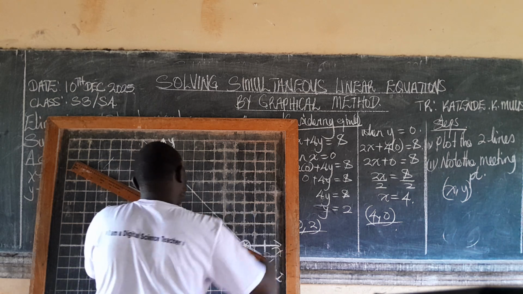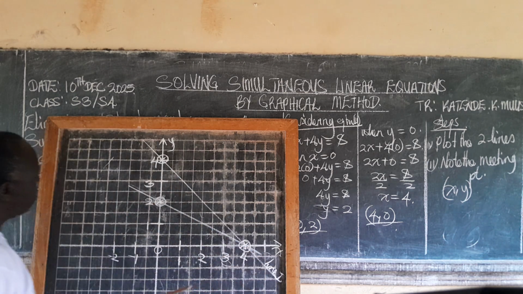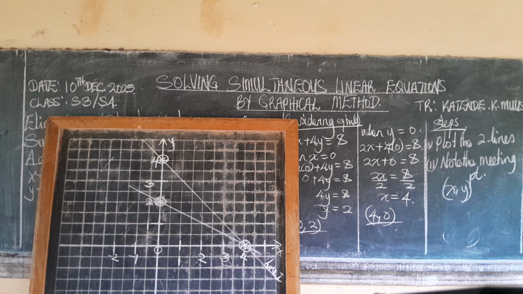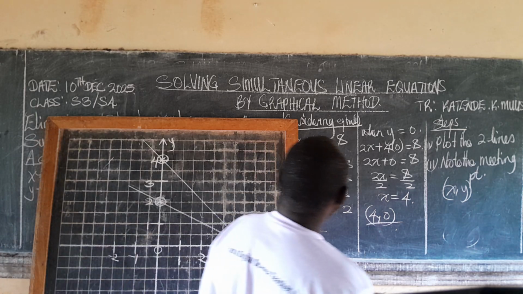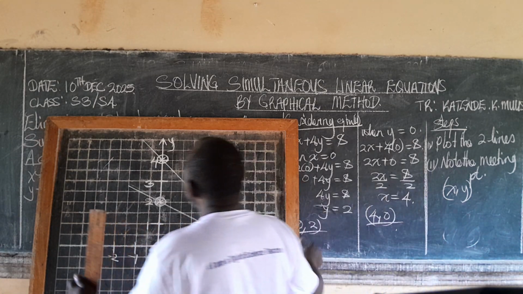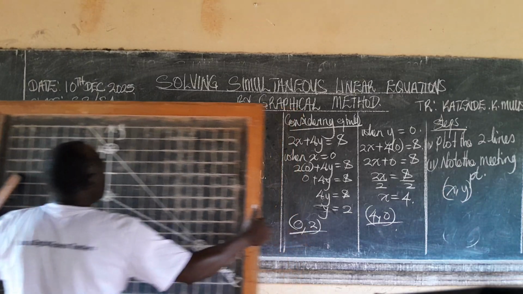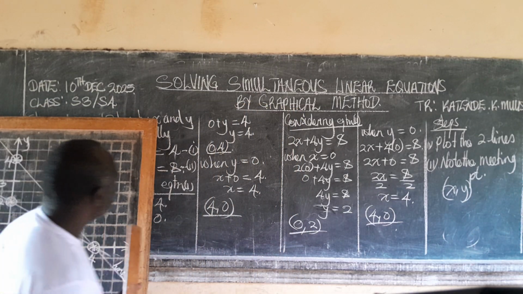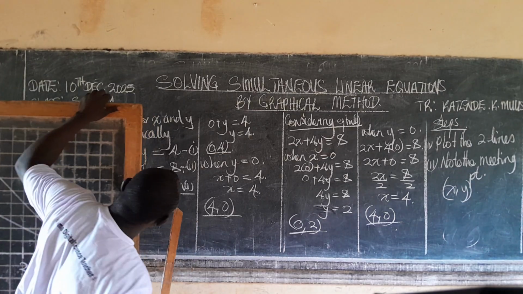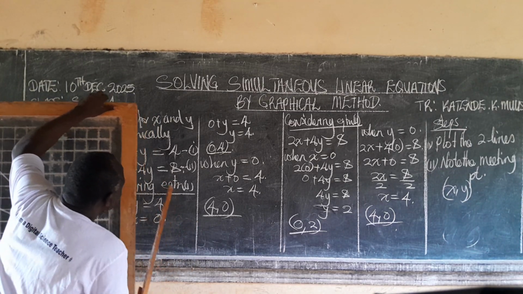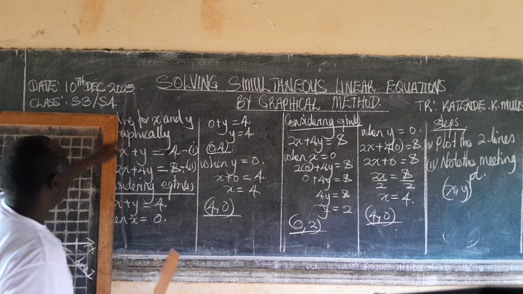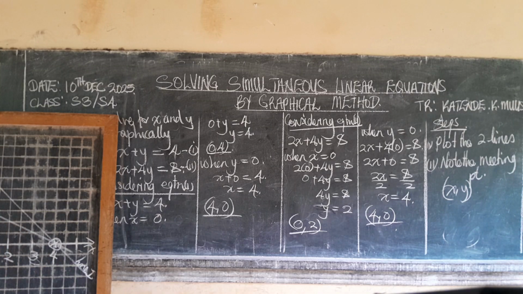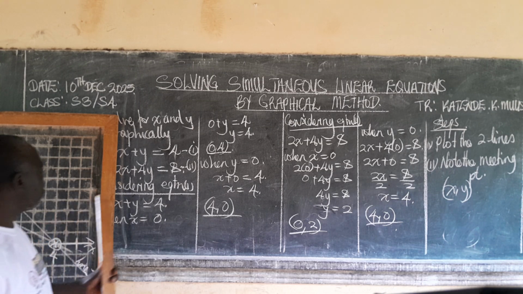We have this. Where are they meeting? They are meeting at 4, 0. Now, if they are meeting at 4, 0, what does that mean? That one also tells us 4, 0. Therefore, x is 4 and y is 0.